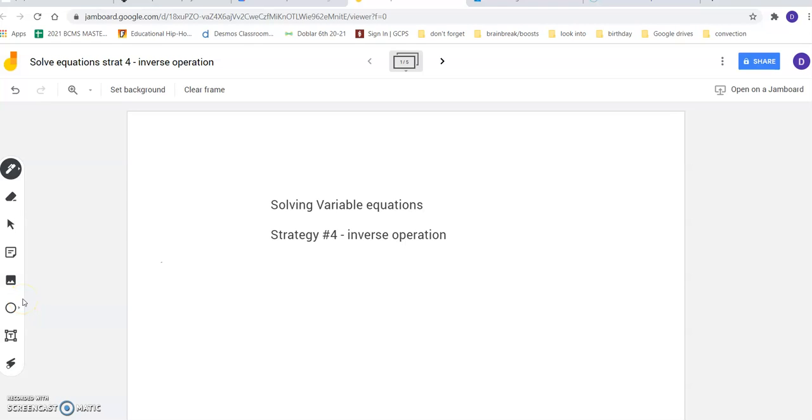Hey everybody, time for our fourth and final solving variable equation strategy. It is called the inverse operation strategy. Go ahead and turn to your next free page in your math notebook. Make this your title. And when you've done that, close it up and give me your concentration until we get to what we do.